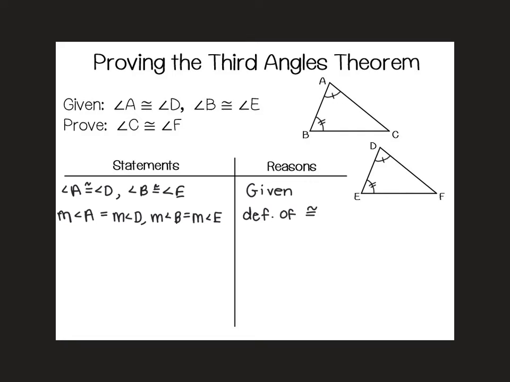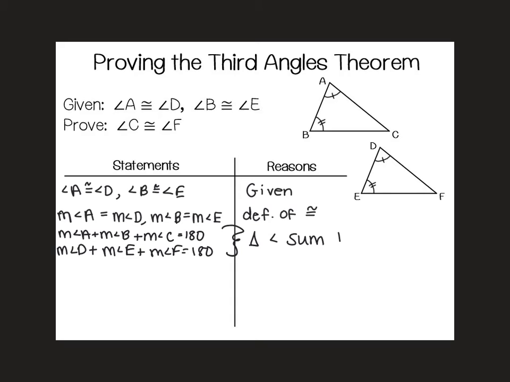I need to start looking at my diagram for some information. So I know that the angles of a triangle add up to be 180 degrees. So the measure of angle A plus the measure of angle B plus the measure of angle C equals 180. Also, the measure of angle D plus the measure of angle E plus the measure of angle F equals 180. And we know this because of the triangle angle sum theorem.